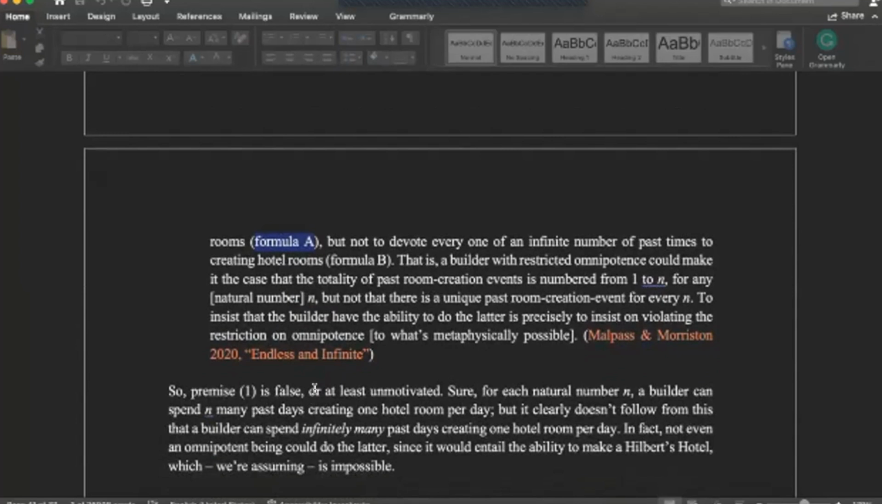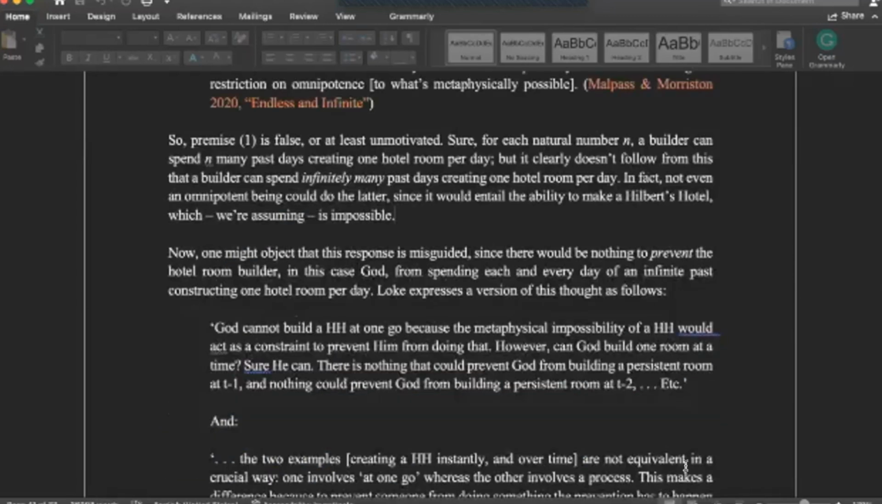Sure, for each natural number n, a builder can spend n many past days creating one hotel room per day, but it clearly doesn't follow from this that a builder can spend infinitely many past days creating one hotel room per day, right? A builder can spend any finite number of past days creating one hotel room per day, but it doesn't follow from that a builder can spend infinitely many past days creating one hotel room per day. And indeed, if, as we are assuming, a Hilbert's hotel is impossible, this latter ability isn't even a possible ability to have to begin with. In fact, not even an omnipotent being could do the latter, since it would entail the ability to make a Hilbert's hotel, which we are assuming is impossible.